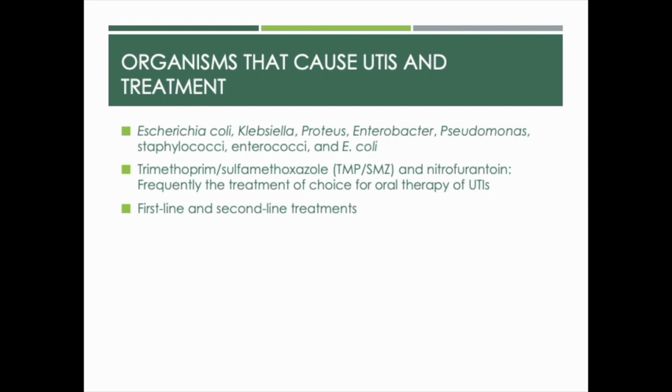The most common treatment of choice in adults for oral therapy of UTIs is going to be nitrofurantoin or Bactrim or Septra, which is the TMP SMZ. These are going to be the first and second line treatments. And we've already talked about TMP SMZ, so we're going to talk about nitrofurantoin.